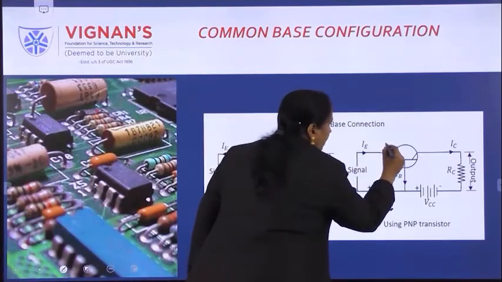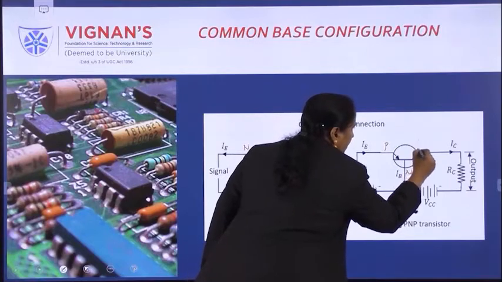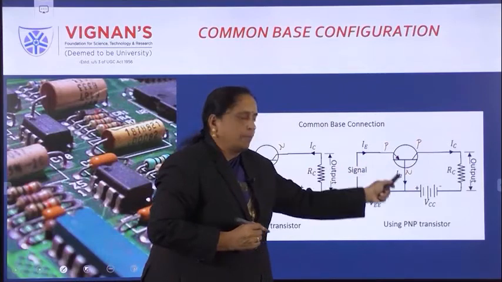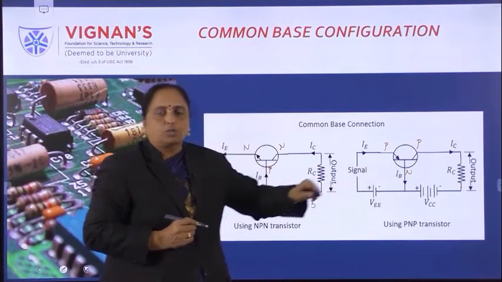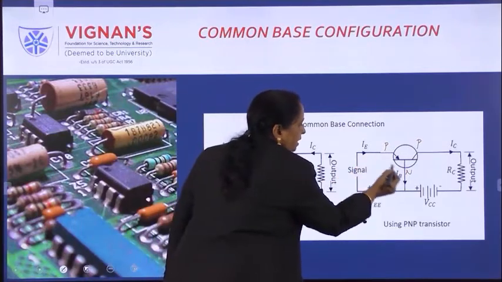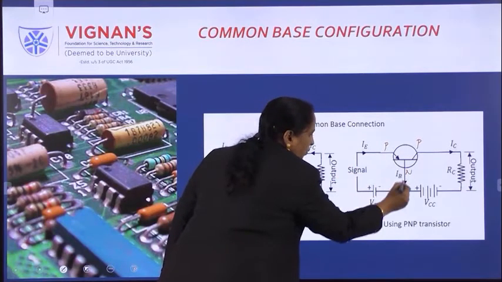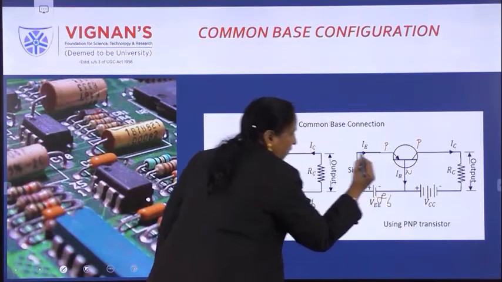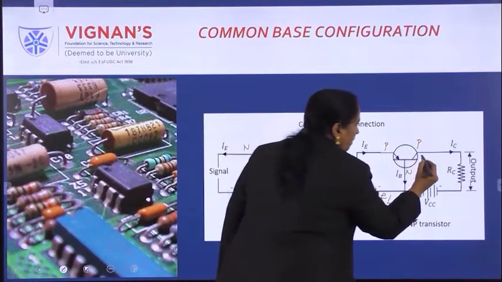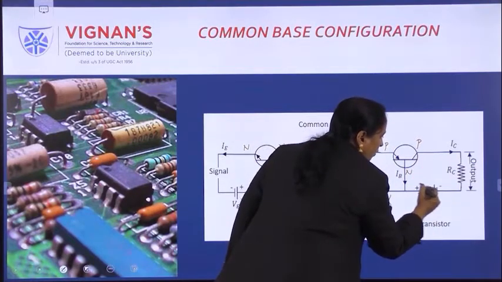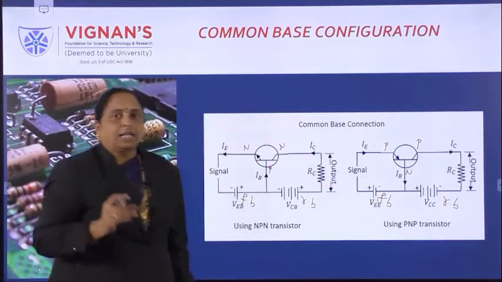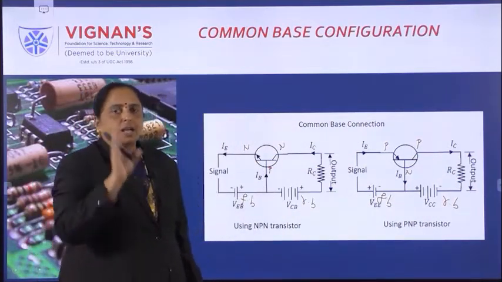See here, this is a PNP transistor. How do you know this? See here, the arrow is from emitter to base. The direction of hole movement is from emitter to the base. This emitter base junction is forward biased: P positive, N negative. So this is under forward bias condition. The collector junction is reverse biased. That is, the collector material is P, so P negative, N positive. So this is under reverse bias condition only. So the default operating region is the active region only.